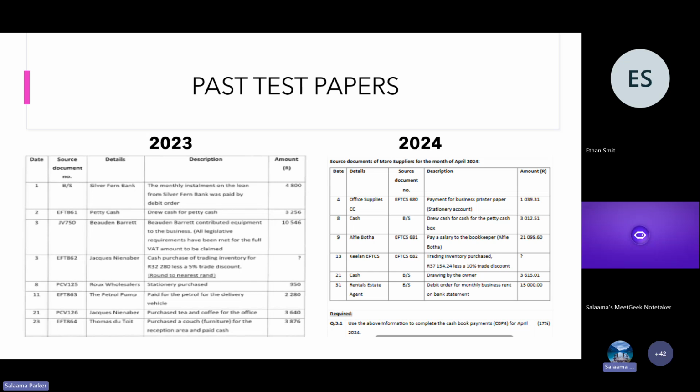This transaction here the bookkeeper has to record because it only came from the bank statement. It was a monthly installment on the loan that was paid, okay, via a debit order. So again, it was money paid out of the business's bank account. So again, it had to go to the cash book payments.